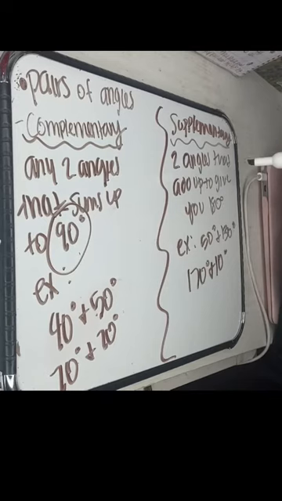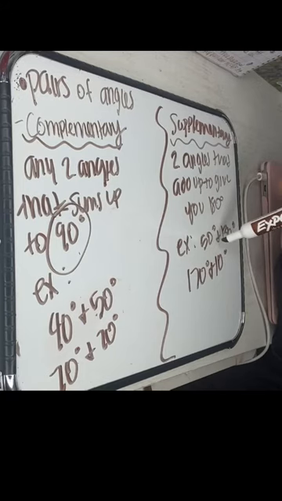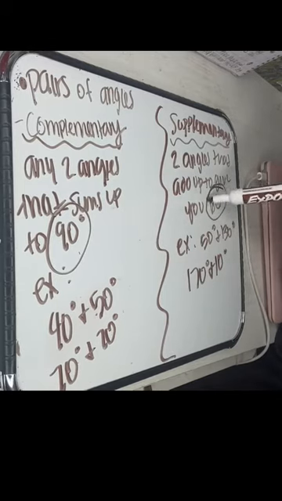So moving on to supplementary, you have two angles that add up to give you 180 degrees. That can be 50 degrees and 130 degrees, or 170 degrees and 10 degrees, as long as the supplementary angles add up to be 180 degrees.